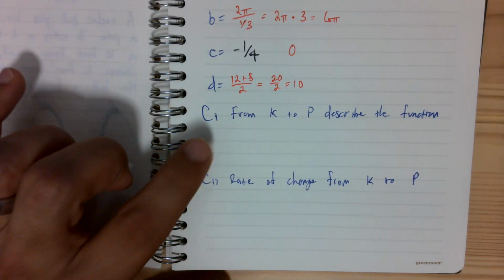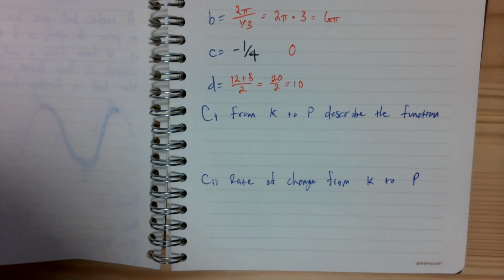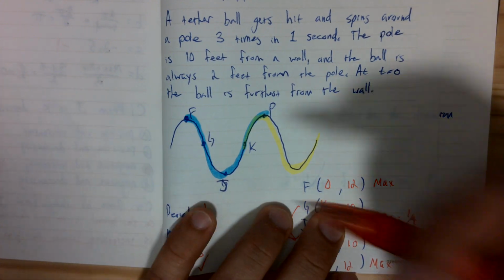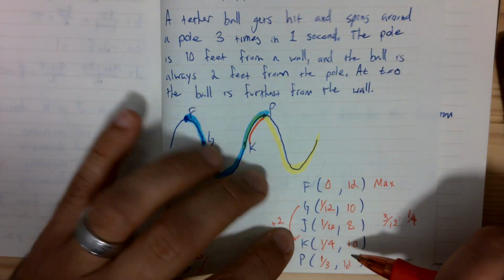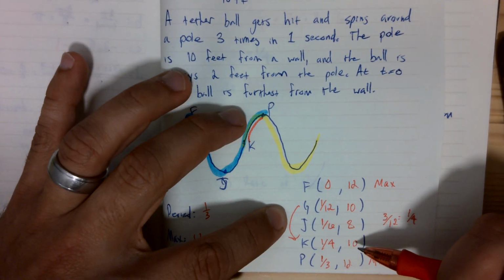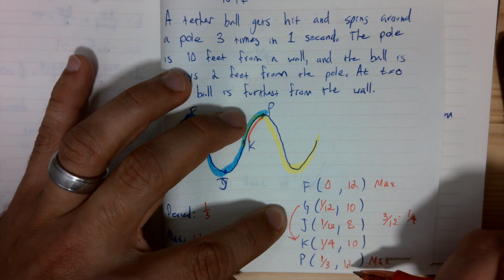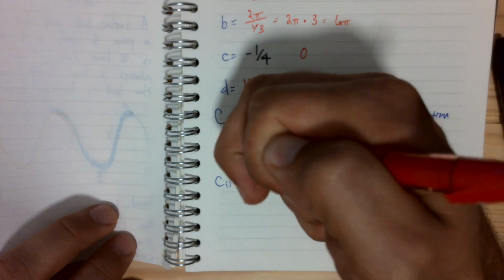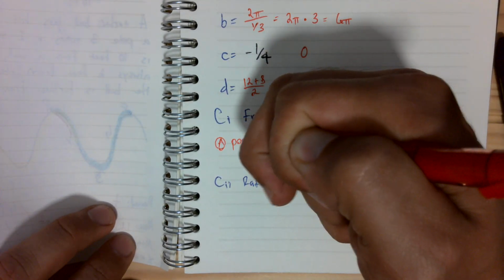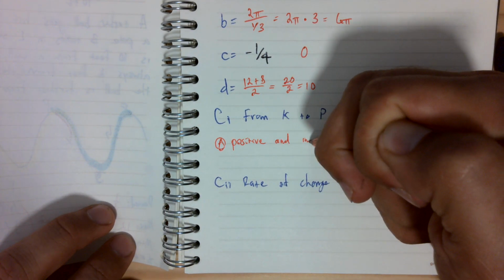And then here, I didn't put the multiple choice, but hopefully we remember what that is. From K to P, we're looking right here. Our graph, our values from K to P is going from 10 to 12. So that is positive, and from 10 to 12, it is increasing. So that would be option A, if you remember, will be positive and increasing.